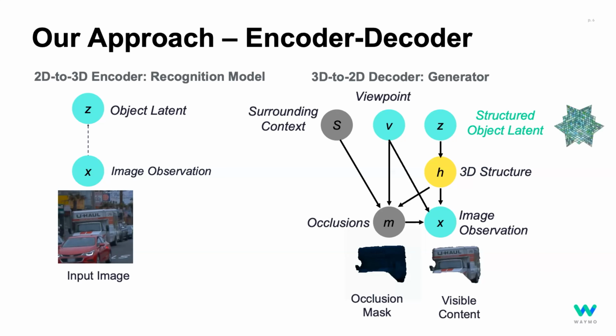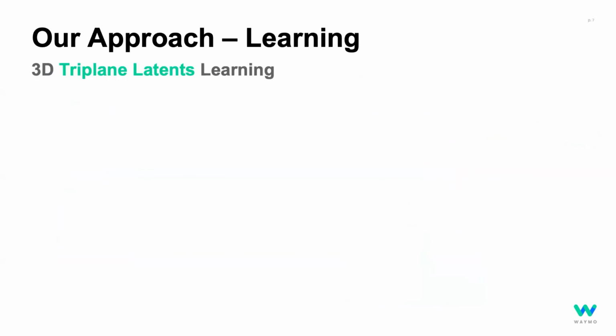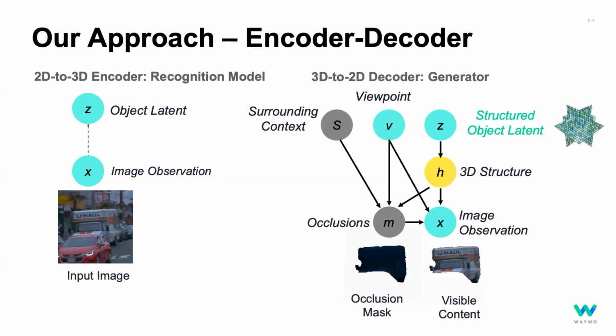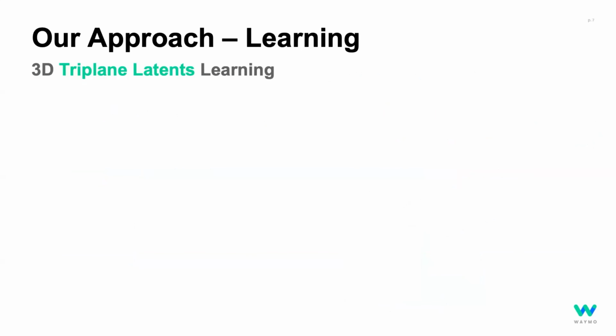In addition, in order to cover the whole distribution, especially long tails, a single Gaussian variable is definitely not enough. That's why we have introduced this kind of structured object latent in the 3D space. It's basically a low-resolution version of the triplane representation where each element is a discrete token, which we also learn from the distribution. So our training of this structured object latent, as well as the encoder-decoder, basically has two stages.